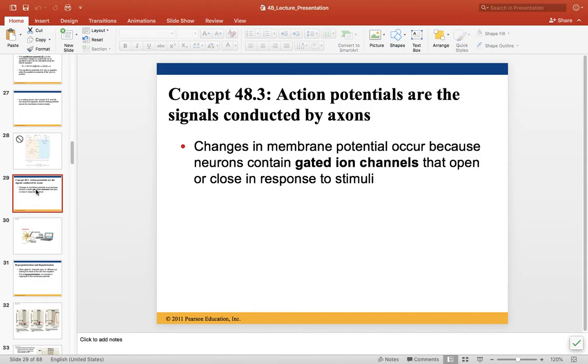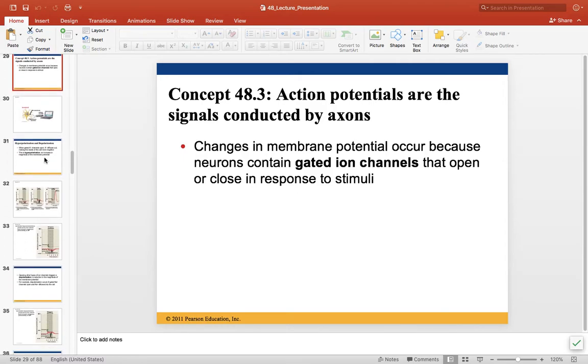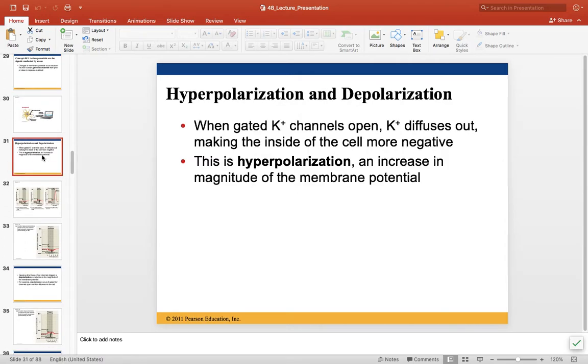Okay, all right, so then action potential is where we actually get the message to move through the cell. Okay, and it all has to do with those gated ion channels that we just discussed. So when gated potassium channels open, potassium is going to diffuse out of the cell, making the inside of the cell more negative. We just saw that. This is called hyperpolarization, which is an increase in the magnitude of the membrane potential.